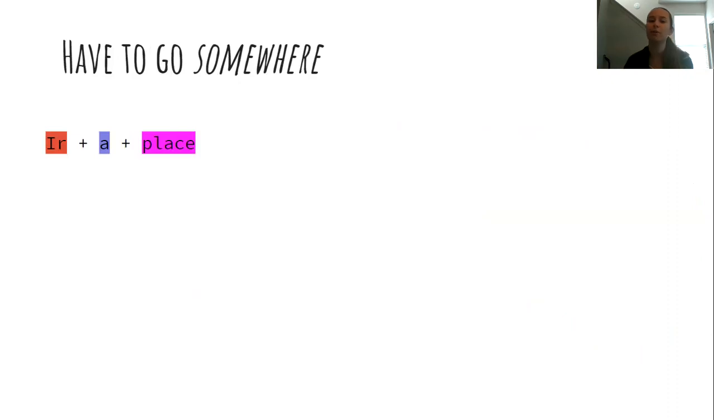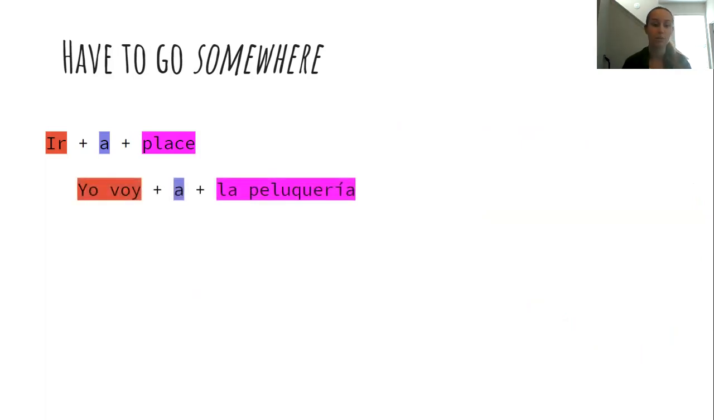So now let's talk about having to go somewhere. The first step is being able to say that you go somewhere. Now you remember that we talked in 3C about ir plus a plus the place, so that you can say, for example, yo voy a la peluquería. I go to the haircut store. Salon? Salon. I go to the salon.